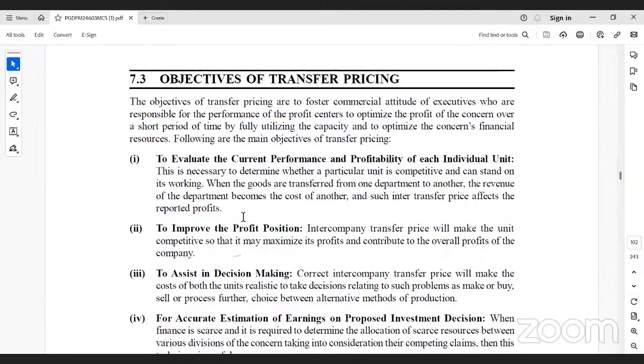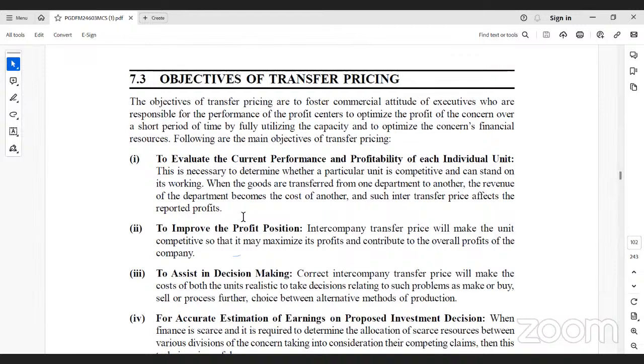So what are the objectives of transfer pricing? The first and foremost objective is to evaluate the current performance and the profitability of each individual unit. Like yesterday also we talked about Starbucks. In Hyderabad, there are 10 Starbucks outlets.